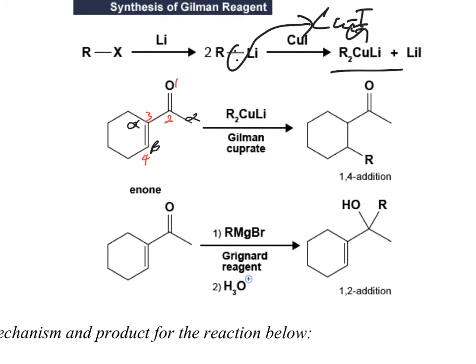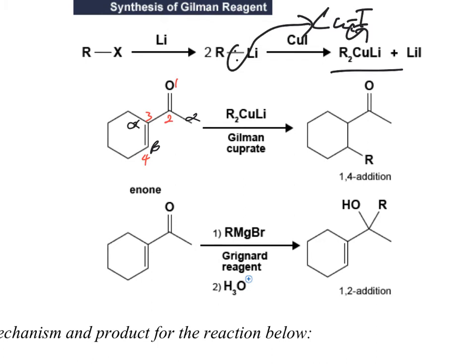So an alpha beta unsaturated ketone is a ketone, alpha beta unsaturated, meaning it doesn't have hydrogens on there, right? It's not saturated with hydrogens. A Gilman reagent adds into the 4 position, and a Grignard reagent adds into the 2 position. Some people call this a beta addition, or they call it a Michael addition. So a lot of names here for the same thing. You have conjugate addition, 1,4 addition, a beta addition, or a Michael addition. And no, it's not named after me.